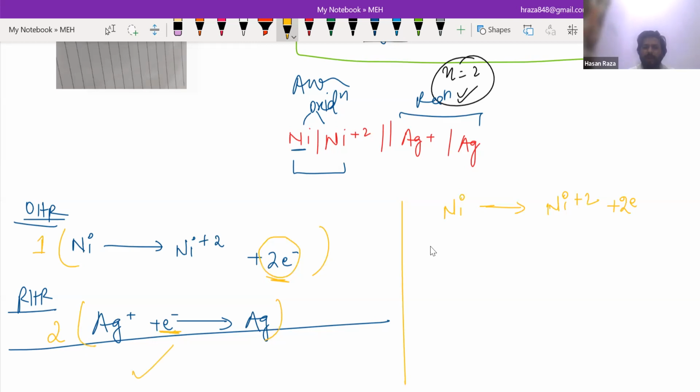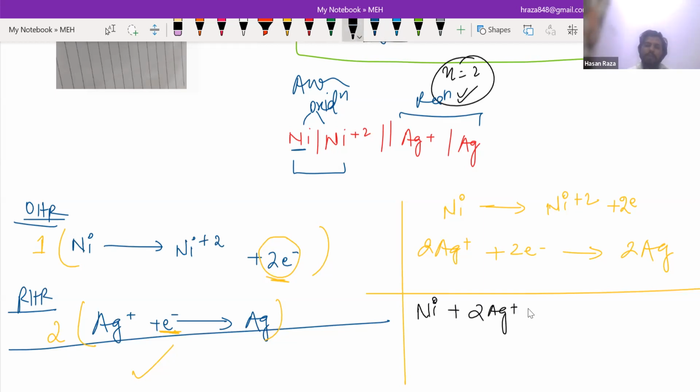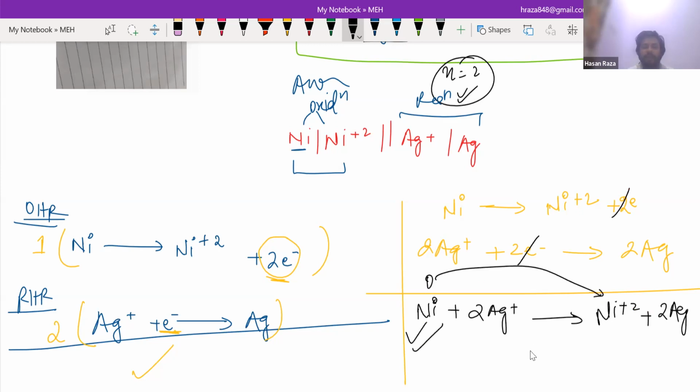But if you multiply it by 2, you will get this. Then you add them, and you get the complete cell reaction, with Ag plus. Now you can see it's Ag plus, not Ag plus 2. You can see this is your Ni plus 2 and this is your 2Ag, and this will be cancelled, right? So this is your equation, and from here you can see n is equal to.